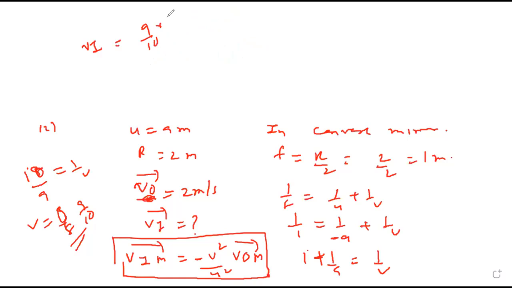Nine by 10 into 1 upon 9 square into the man running at the speed of 2. So the 9 cancels. This will become 1 upon 100 into 2, 0.02.